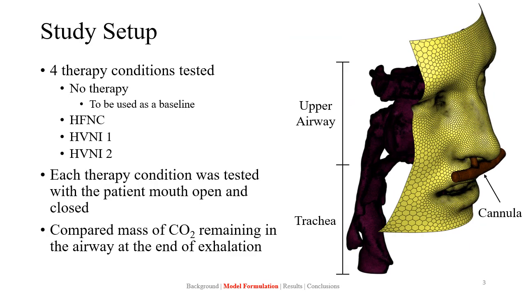Four therapy conditions were tested. No therapy, which was to be used as a baseline for species metrics comparison. HFNC, which uses a generic HFNC cannula geometry, and HVNI 1 and 2, which use 2 different HVNI cannula geometries. Each of these therapy conditions were tested with the patient mouth open and closed.